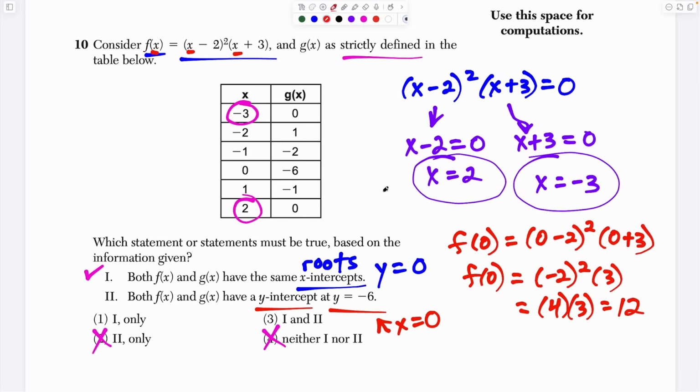But now let's pay attention to what happens when x is 0 for the function g of x. When x is 0, the y value is negative 6. So for g of x, we have a y-intercept at y equals negative 6. But for f of x, that's not true. So Roman numeral 2 is out. It's only Roman numeral 1. So choice 1 is our answer.